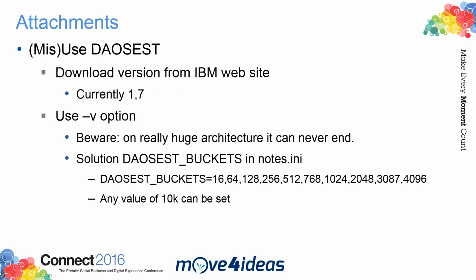This way you will be able to know exactly how many attachments there are and the size of all attachments. With the -v option, you can have all the information about mail files with their extensions and the attachment file names. Take care, on some huge architectures it can never end, so you will need to use a not_any value to be able to determine the correct information and not to stop or hang your Domino system.